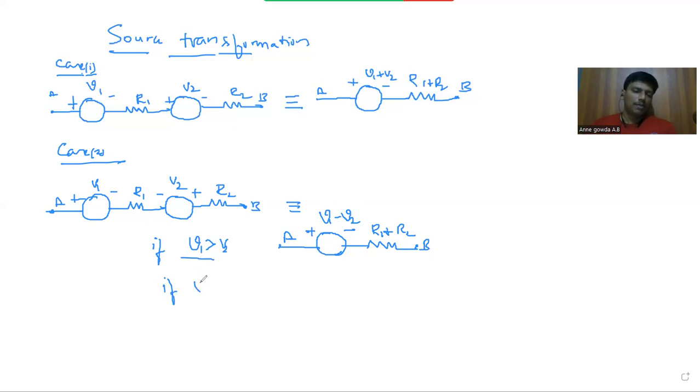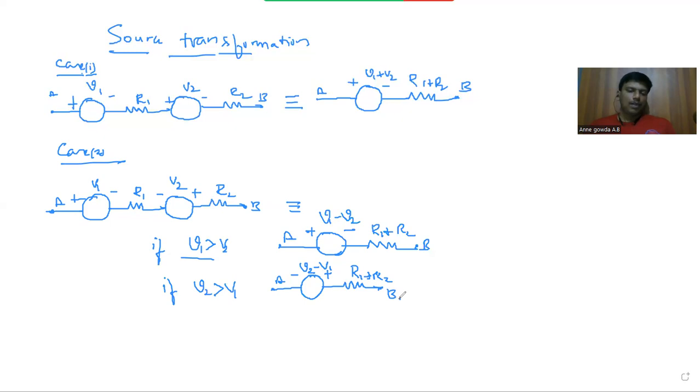Second case, if V2 is greater than V1, then I can replace these two voltage sources with a single voltage source. Now, as V2 is greater than V1, go with the polarities of V2. So the equivalent resistance will be R1 plus R2, and the voltage source will be V2 minus V1 across the same terminals A and B.